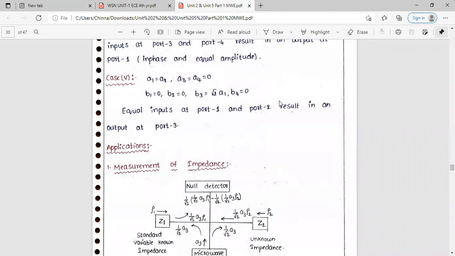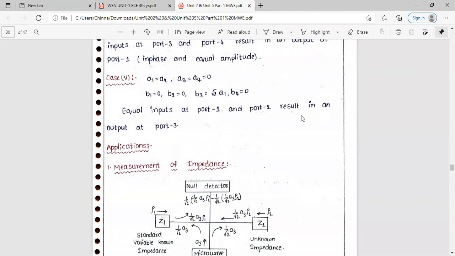And the second last case: A1, A2 are equal and A3 and A4 are equal to 0. Then B1, B2 are equal to 0, B3 is equal to root 2 A1, and B4 is equal to 0. So equal inputs at port 1 and port 2 result in the output at port 3. Okay? If we give equal inputs at port 1 and port 2, the output is obtained at port 3. Here, whatever B values are given are the outputs. This is the magic tee cases. If a question on the magic tee is asked, the derivation must be done up to here.